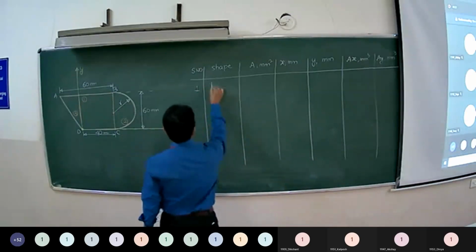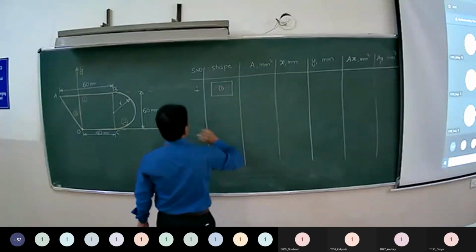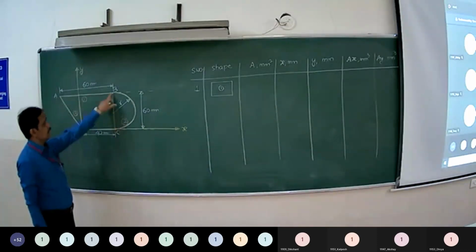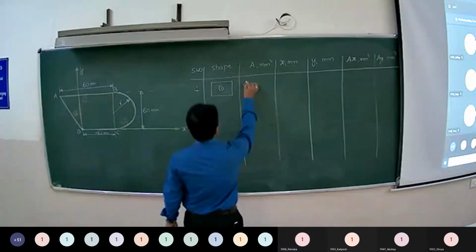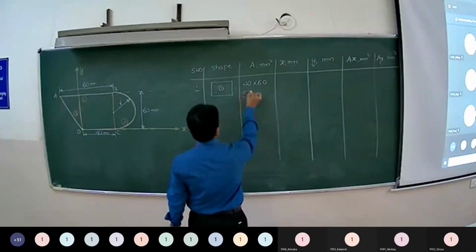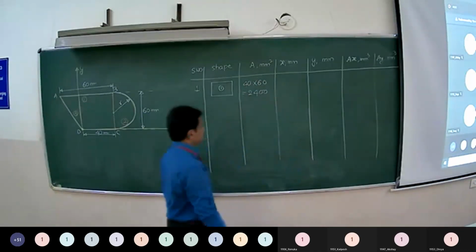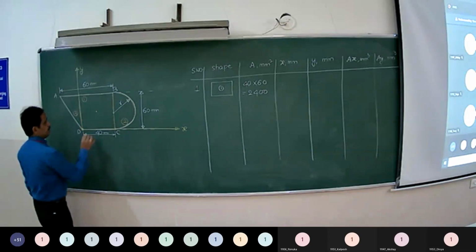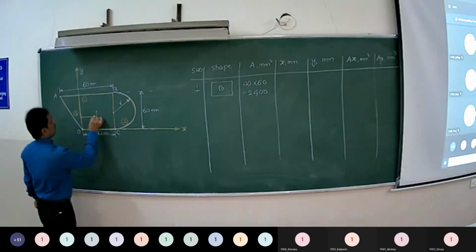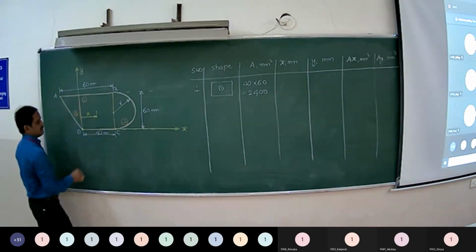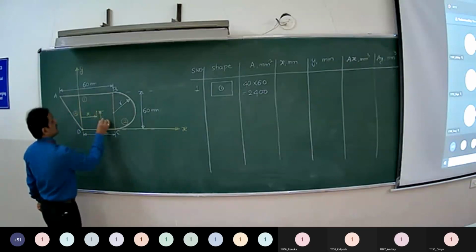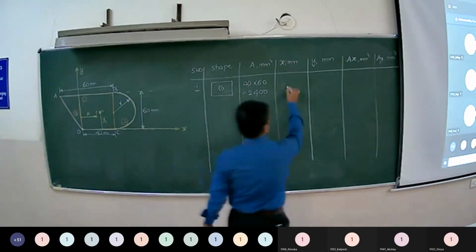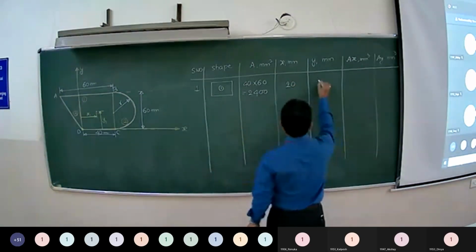So first, the rectangle. What is the area of the rectangle? Width is 40 mm, height is 60. So 40 into 60, that is 2400 mm square. We know that the midpoint of this rectangle is the centroid. Its distance from y-axis is x1 and its distance from x-axis is y1. So x1 is equal to 40 divided by 2, and y1 is 60 divided by 2.